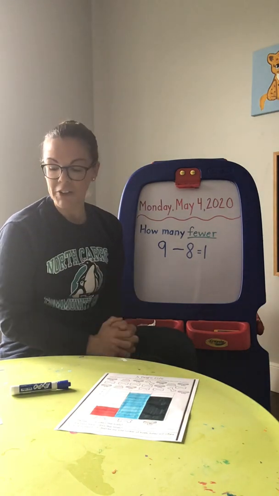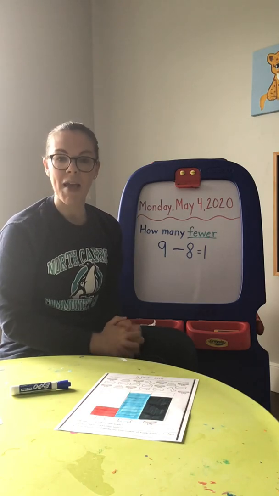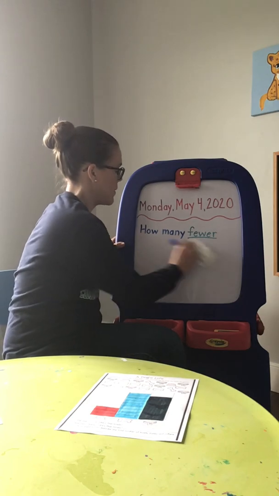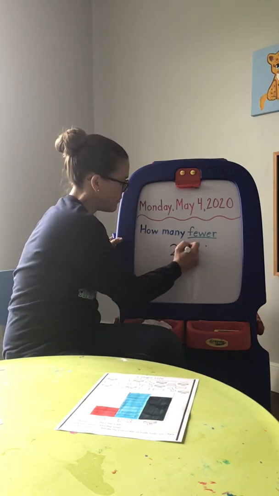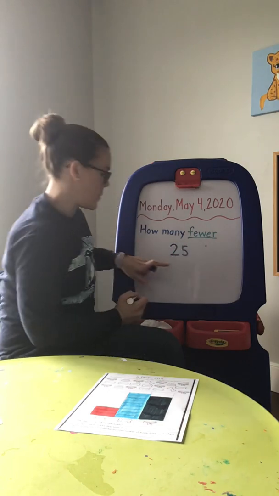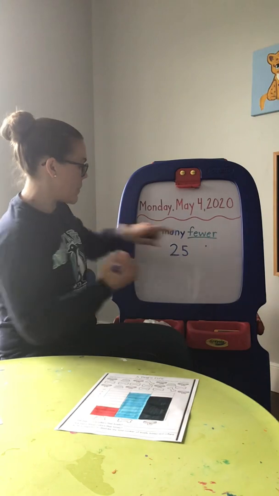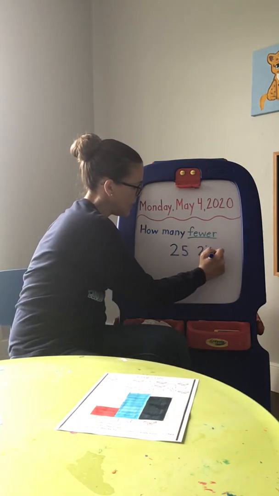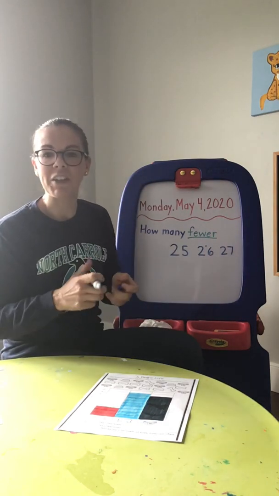And if you're looking for a little bit extra, if you want to do some learning about numbers, you can always roll 2 dice and make a 2-digit number. So if you roll a 2 and you roll a 5, you can make the number 25. And then you're going to write the 2 numbers that come next. So I would write 25, 26, 27. That's just if you're looking for a little bit extra though.